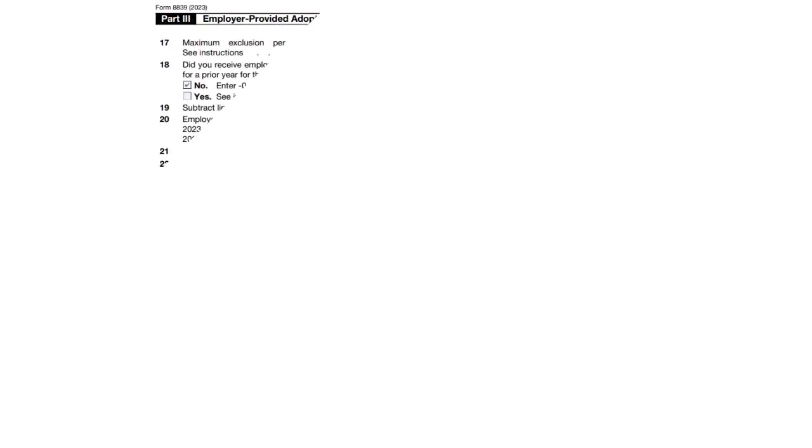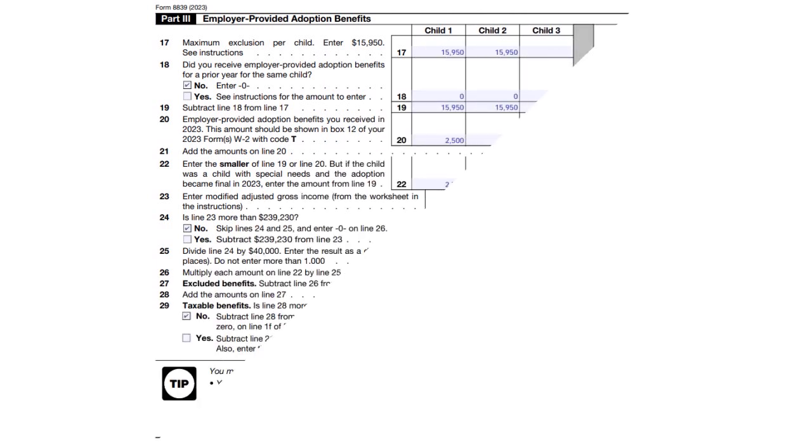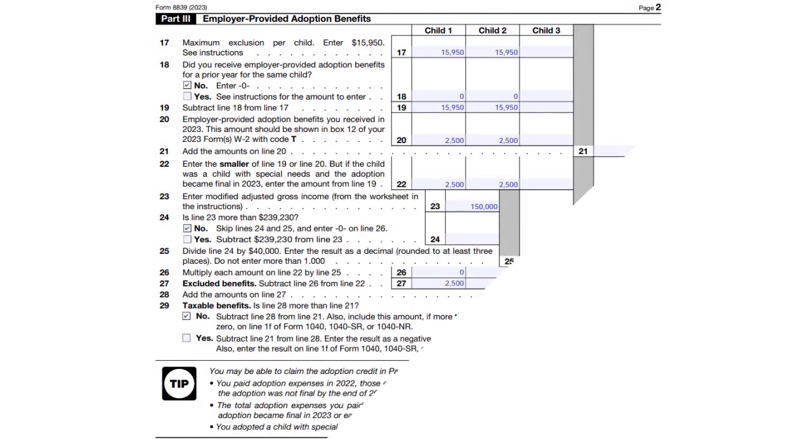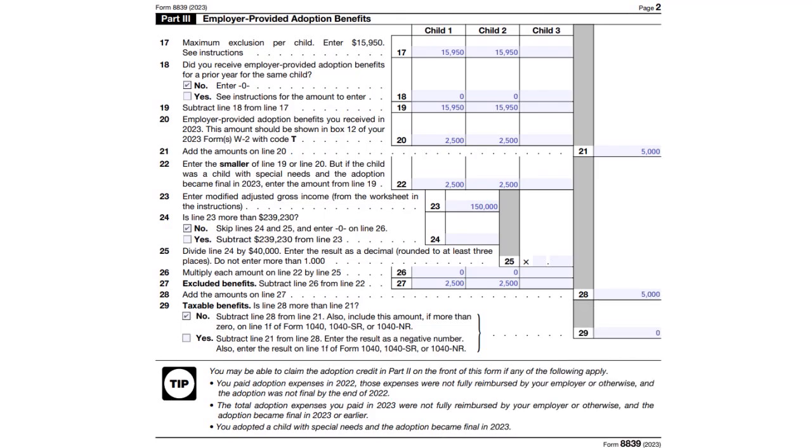I want to talk to you about part two now. So we're talking about part two, and here you have child one and child two, and basically you follow the same instructions here. And basically, if you receive employer provided adoption benefits from a prior year for the same child, you put it, and we did not. So in our case, it's 00.